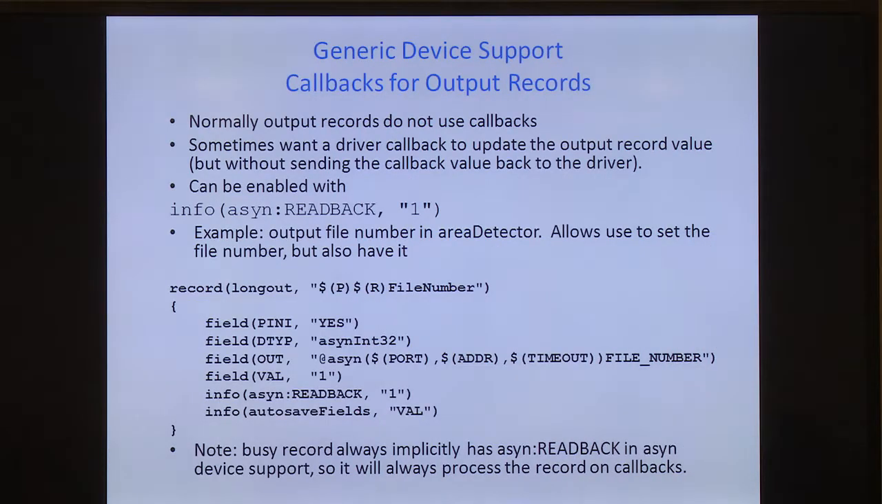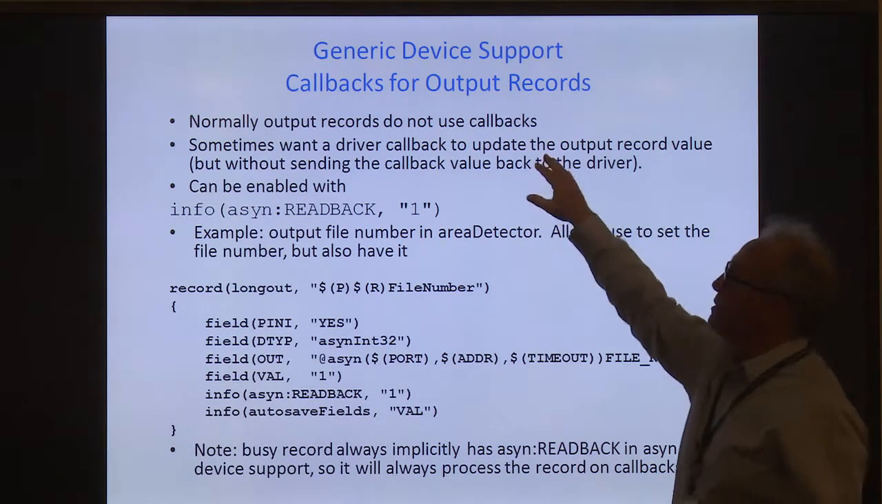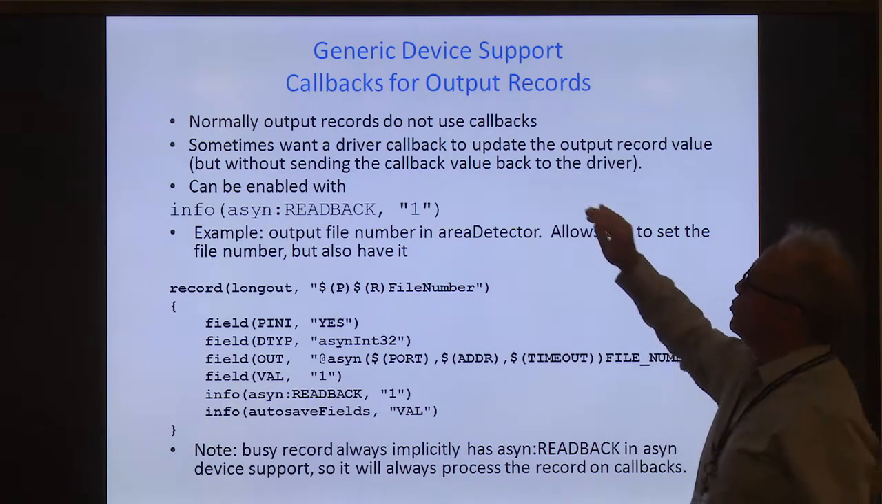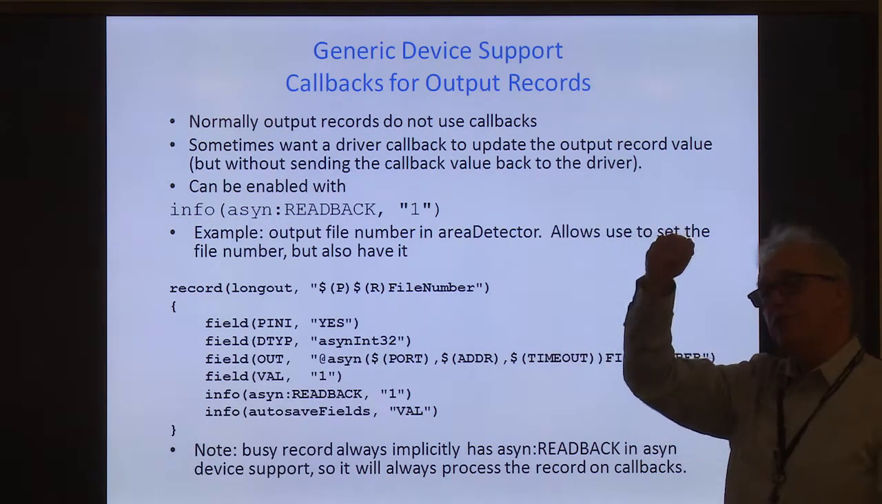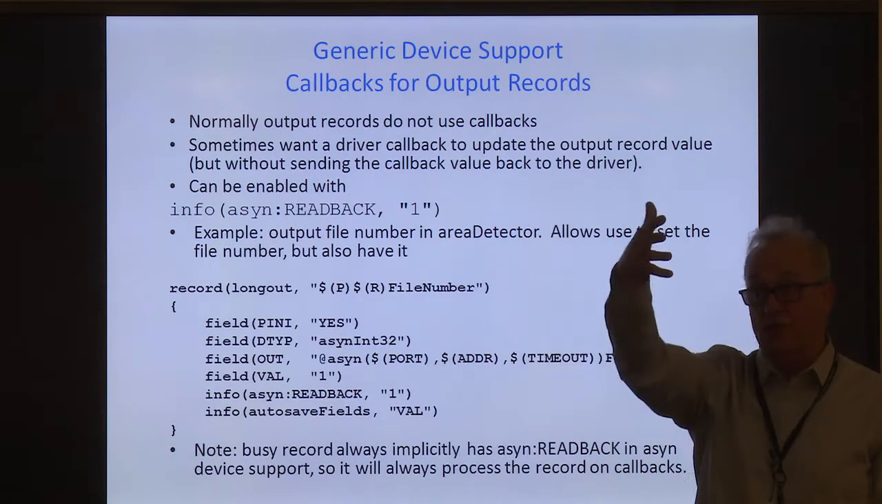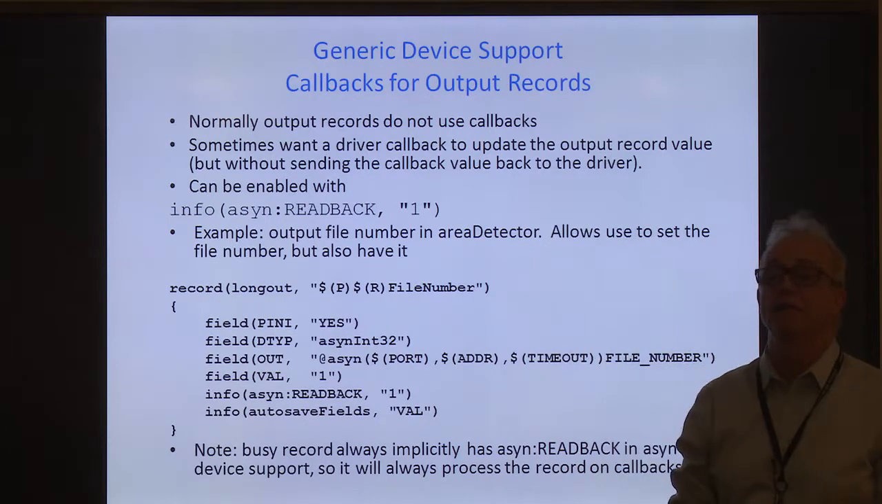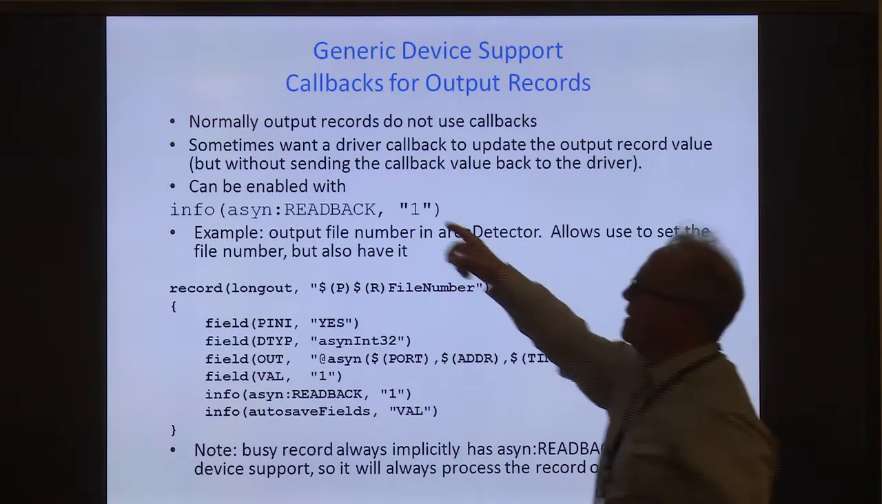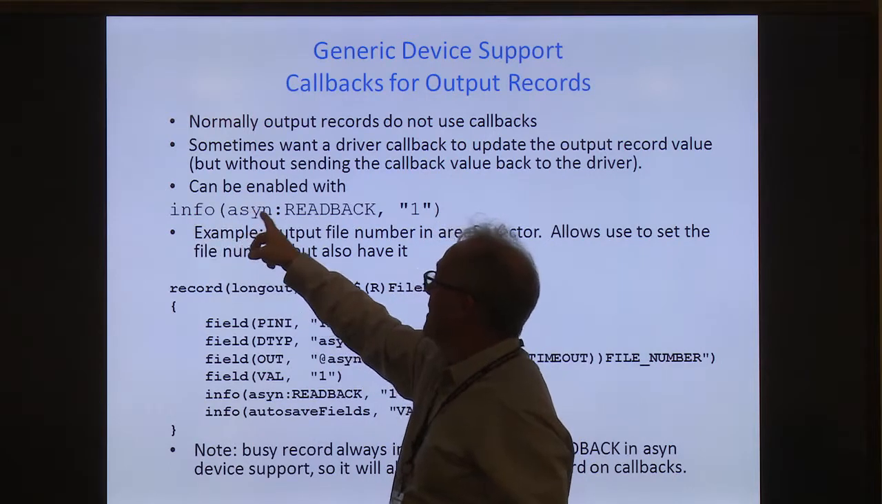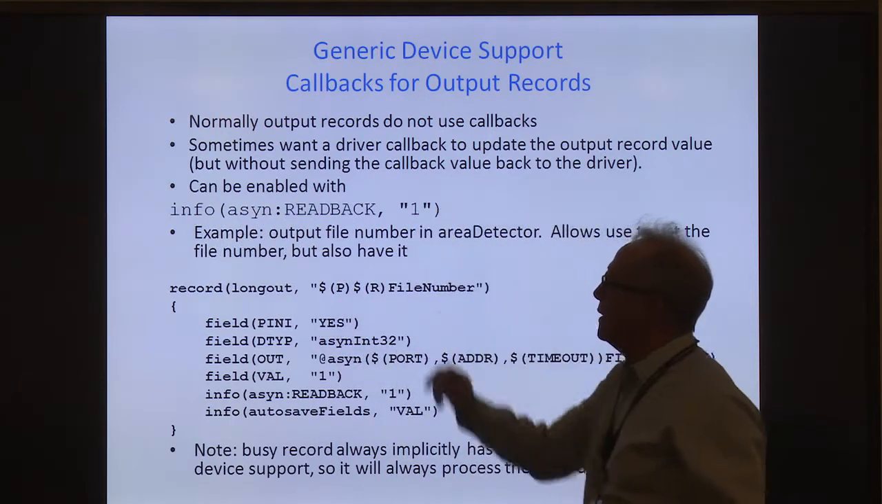There's another thing: there's support in the generic asyn device support, in relatively recent versions of asyn, to do callbacks not just for input records, but for output records. Normally output records wouldn't use callbacks, but sometimes, if a driver does a callback with a new value, you would like not just your input record to update, but your output record to update to have that be the new value of the field. You can enable that with the info tag asyn:READBACK 1.